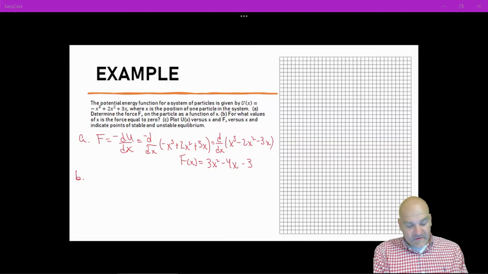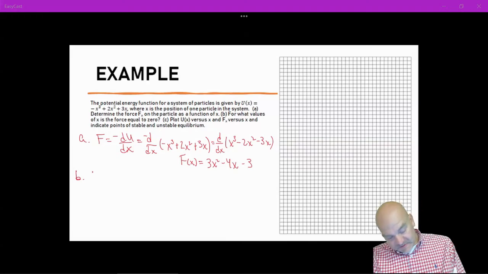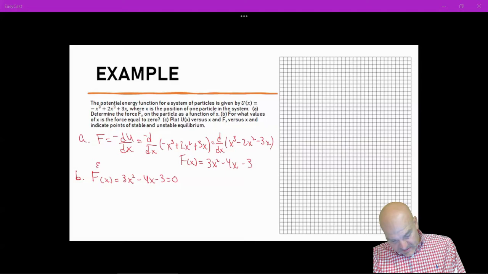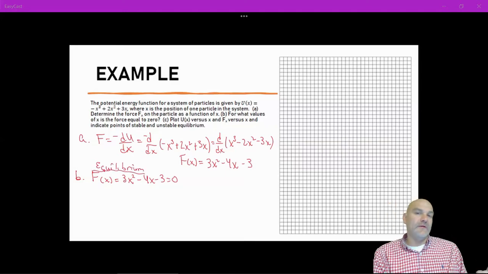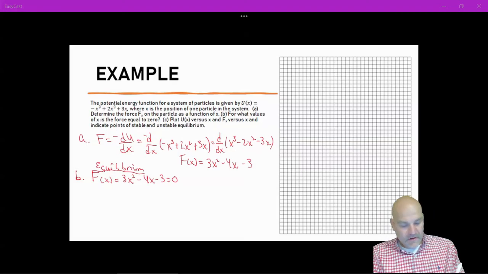My part B asks for what values of x this force is equal to 0. So I'm going to say F(x) is equal to 3x squared minus 4x minus 3 equals 0. This is where our function is in equilibrium. We don't know what type of equilibrium it is yet, but we know it's equilibrium.